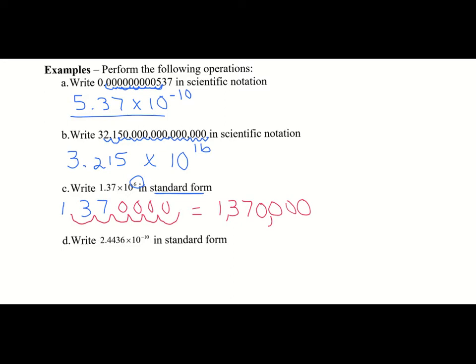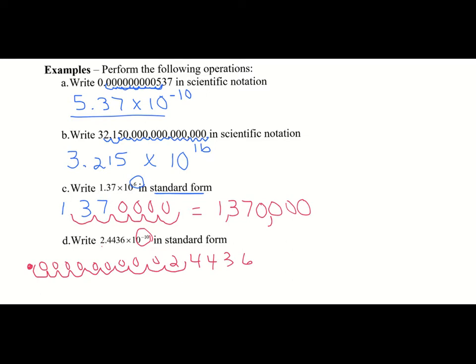Now for D, okay, let's see here. We are going to take our number here, 2.4436, and we're going to put it in standard form. Now my exponent value is a negative 10. Negative, think it's going to go smaller. So we're going to move to the left. So I'm going to start right here, and I'm going to go over 1, 2, 3, 4, 5, 6, 7, 8, 9, 10. And I'm going to put my decimal point there.